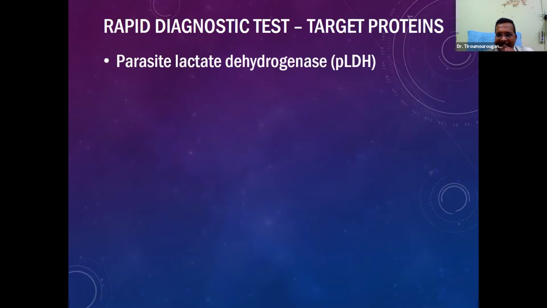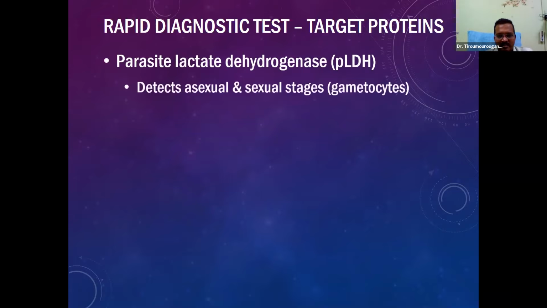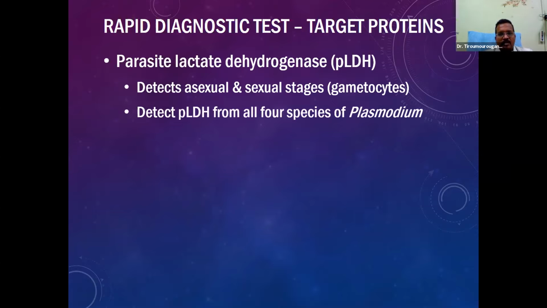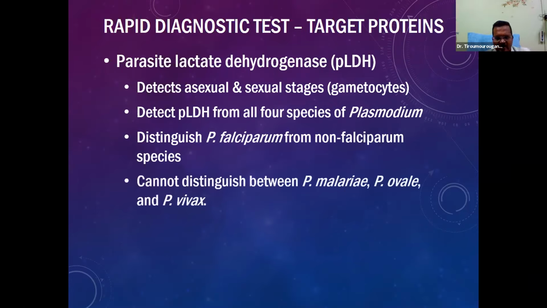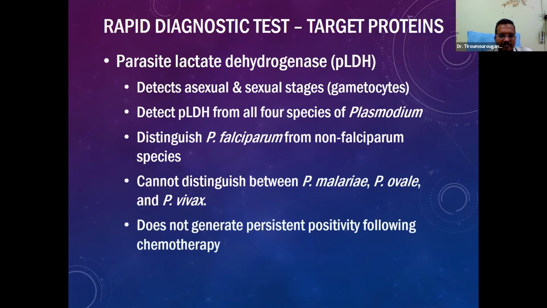So what about the next one? What about the parasite lactate dehydrogenase? It detects asexual and sexual stages. It detects the LDH in all 4 species, and can differentiate the LDH of Plasmodium falciparum from the non-falciparum species, but it cannot differentiate between malariae, ovale, and vivax. And the antigen is no longer present in the blood once we treat the child. So it's also a test of cure for us.